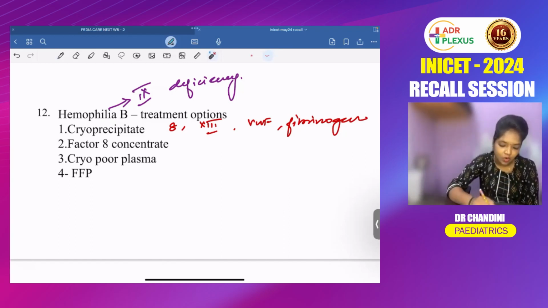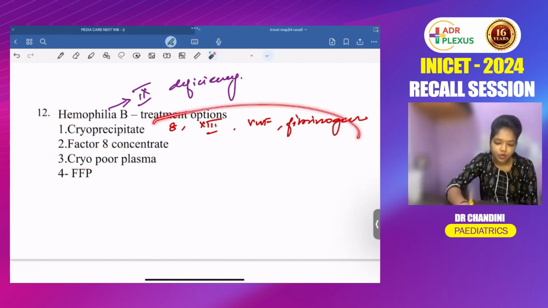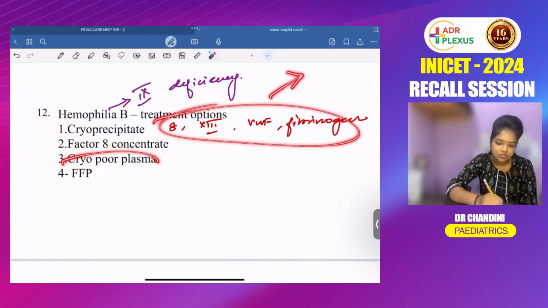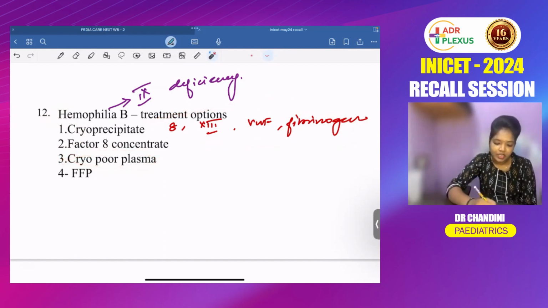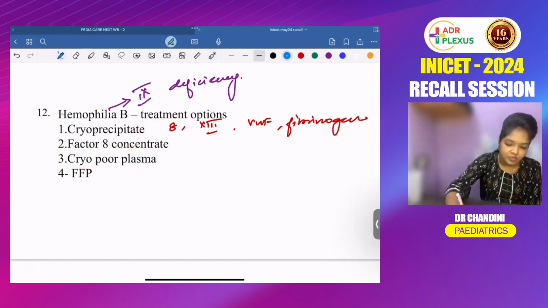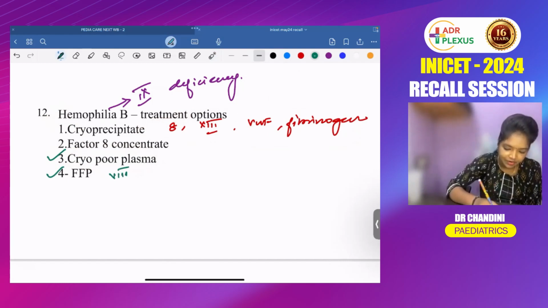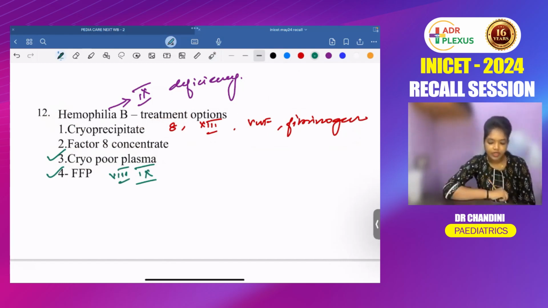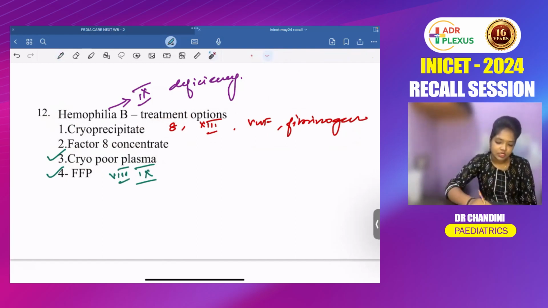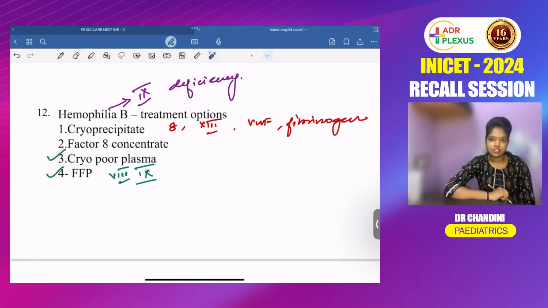Cryopoor plasma. What is this cryopoor plasma? You remove the cryoprecipitate from the plasma, and the remaining is called cryopoor plasma. So when cryoprecipitate does not contain factor 9, definitely your cryopoor plasma is going to contain factor 9. So cryopoor plasma can be used, yes. It's also known as cryodepleted plasma. And FFP, yes, FFP can also be used because FFP has factor 8 and factor 9 also. So if it is a multiple choice question, 3 and 4 are the answers for this question.